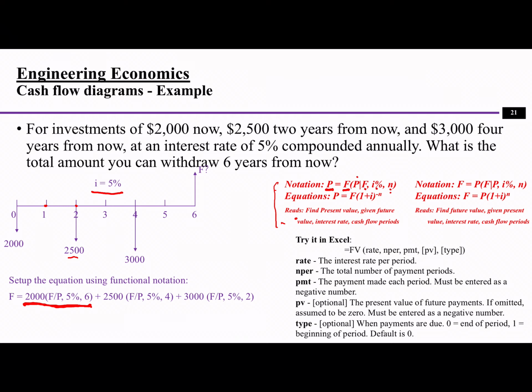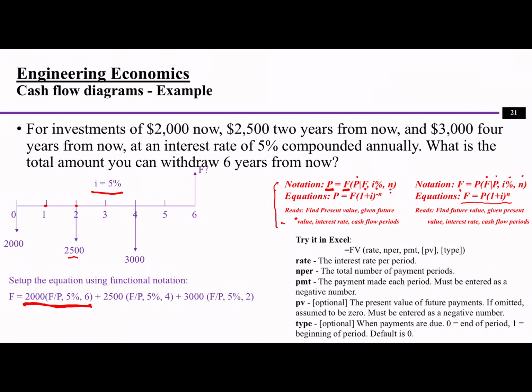Find the present value given what? Given future value, interest rate, and number of periods. So this is what I mean by the notation. On the other hand, if you want to find the future value, we use this notation, which means that given the present value, we want to find the future value. We put the future value before the bar, because it is what we want to find: the future value given the present value, interest rate, and the number of periods. This is what the notation tells you.